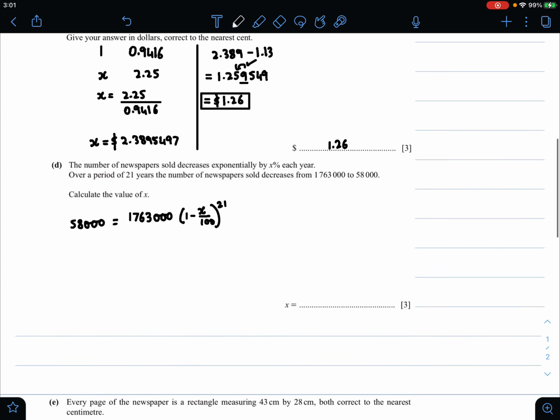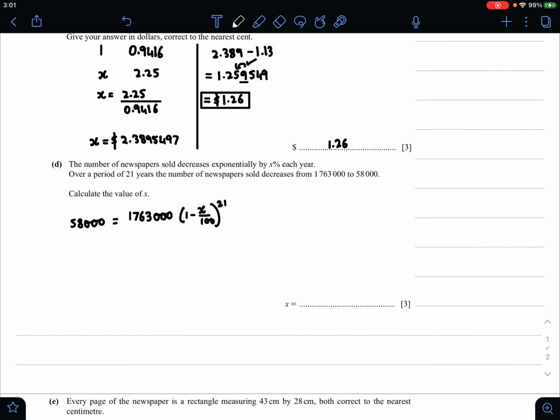So now what we have to do is calculate the value of x. Let's take the principal amount to the other side of the equation first. When we do that, multiplication becomes division. So 58,000 divided by the principal amount, that is 1,763,000, is equal to 0.032898468, and it is equal to 1 minus x by 100 the whole raised to 21.